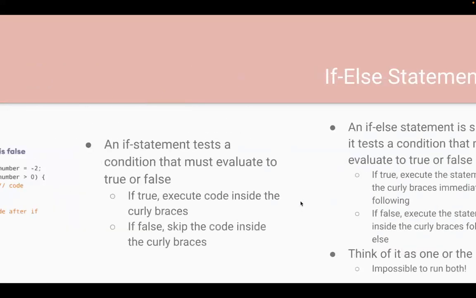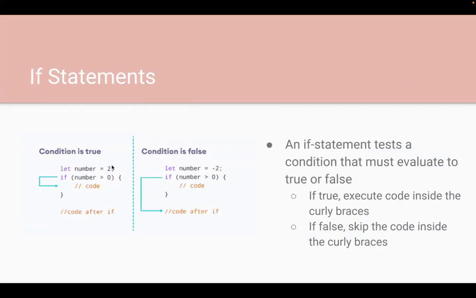Because earlier, when we were talking about just the if statement, if the number 2 is greater than 0, it's either just going to go through this code, or if it's not greater than 0, it's just going to go to the code right after.